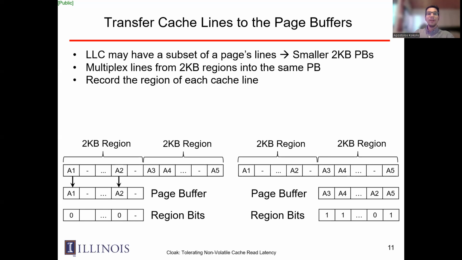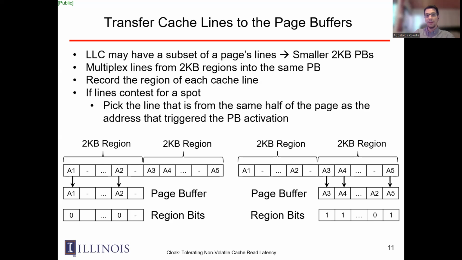In the second step, we go to the next 2 kilobyte region of the LLC, and we activate the cache lines of page A that are present in the second region. And we record in the region bits where we found these cache lines. The only problem that can arise in this situation is that some lines might contest for a single spot of the page buffers. In our case, cache lines A1 and A3 both contest for the first spot of the page buffer. So we need to decide which cache line is going to be activated in the page buffer.